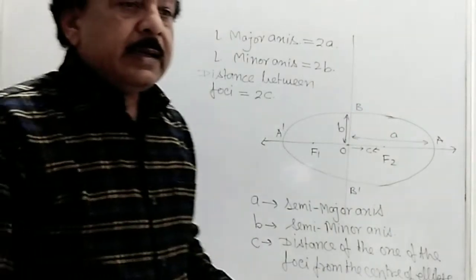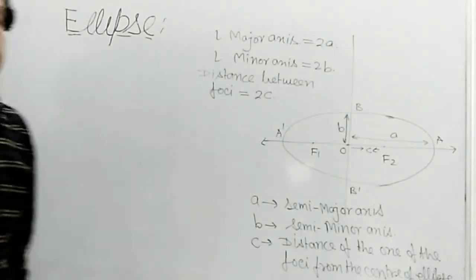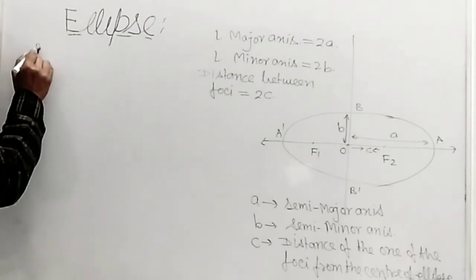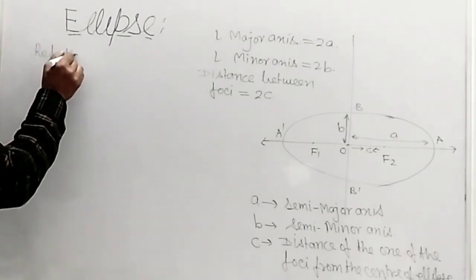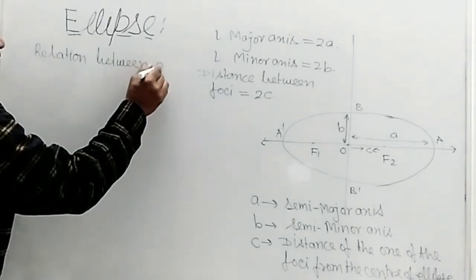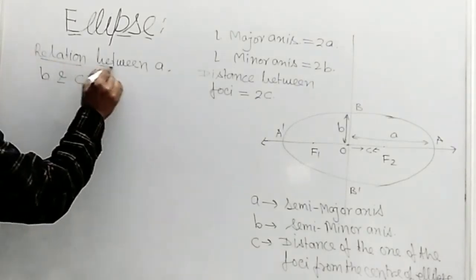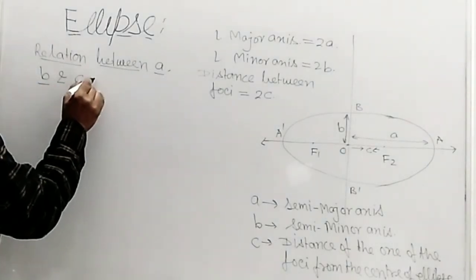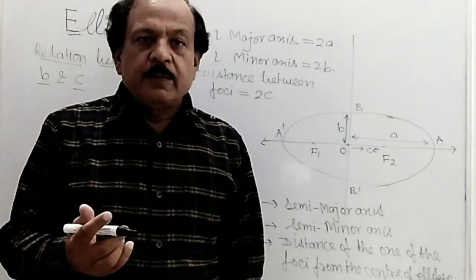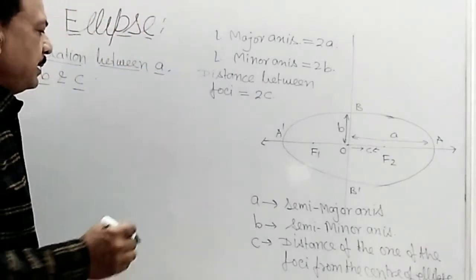Now let us see the relation between A, B and C. Semi-major axis, semi-minor axis, and the distance of one of the foci from the center of the ellipse. So now let us see the relation of this.